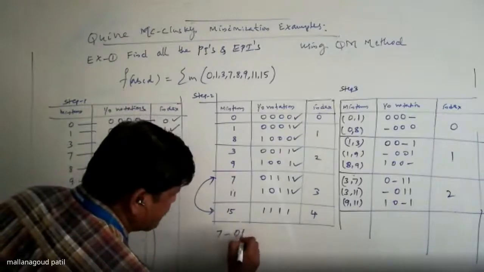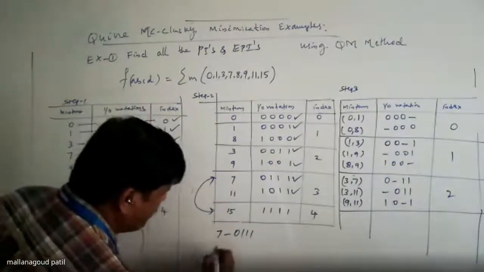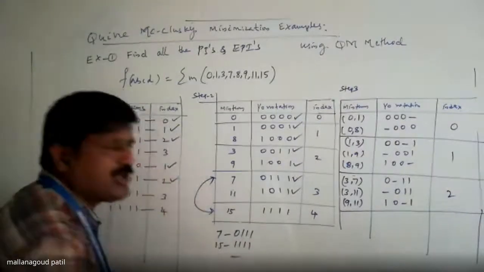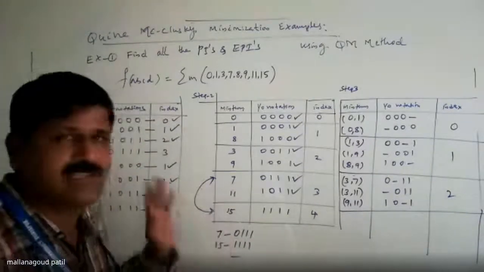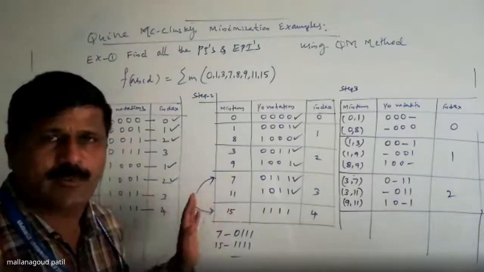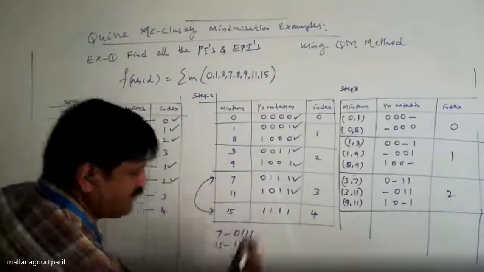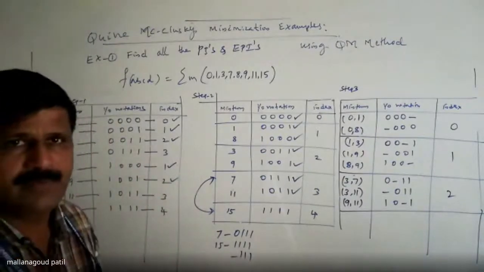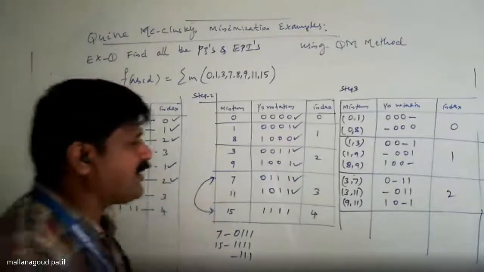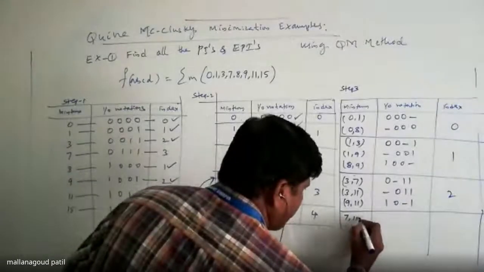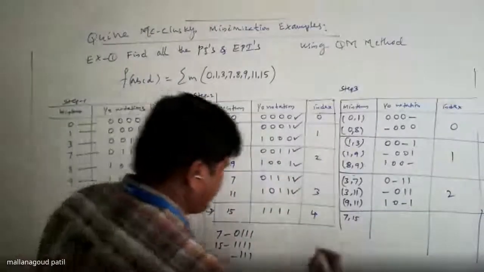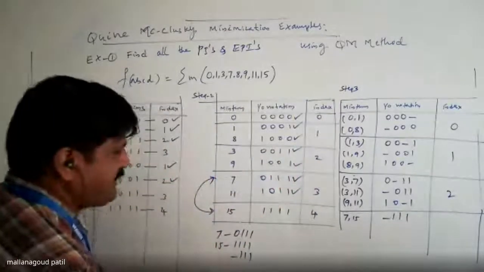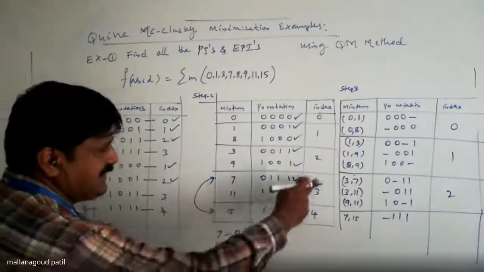7 representation will be 0, 1, 1, 1, and 15 representation will be all 1. When you are comparing this one, this is logical adjacent because first bit is differ. Next consecutive bits are same: second bit, third bit, and fourth bit. And representation will be dash 111. Dash 111 means 7 and 15 are logically adjacent. Then what you have to write? Dash 111.